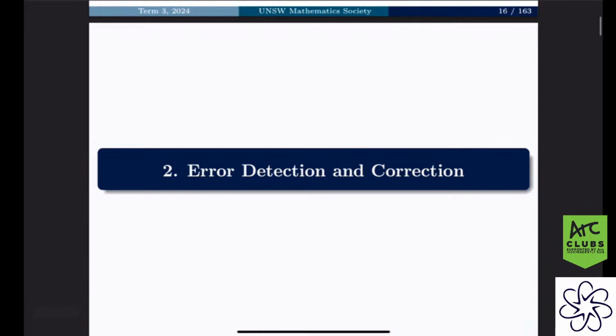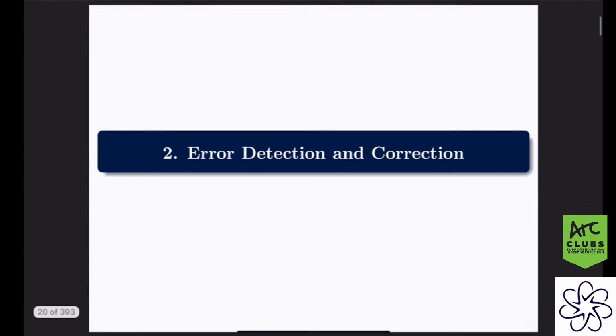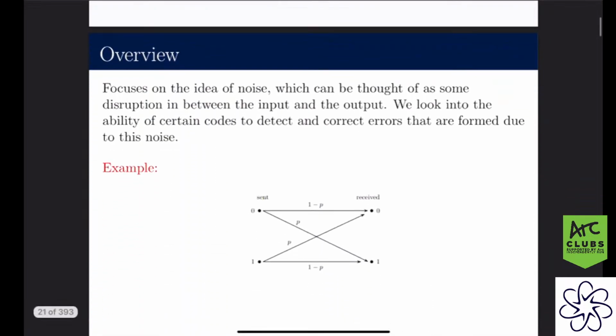Okay, now we are up to topic 2, error detection and correction. So this will all be about your Hamming codes and parity check matrices.